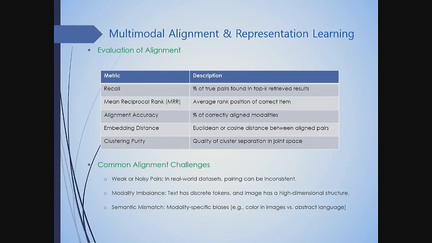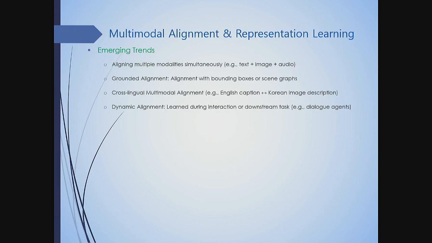But there's also some kind of semantic mismatch, some challenges here. Sometimes there is some modality-specific bias, like a color image versus abstract language. Sometimes it's semantic mismatch, so it doesn't correlate well. It's like when you ask a question and they give you some kind of weird answer. You have that kind of situation also sometimes.